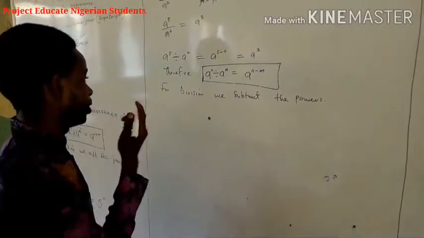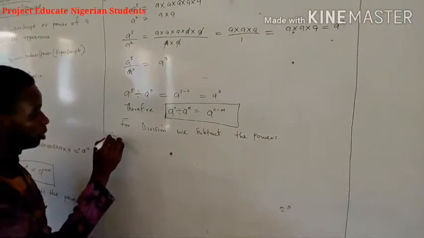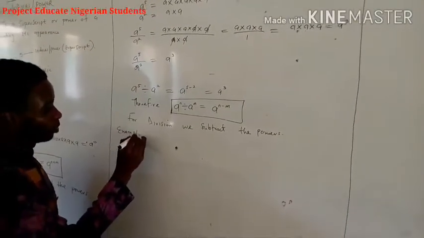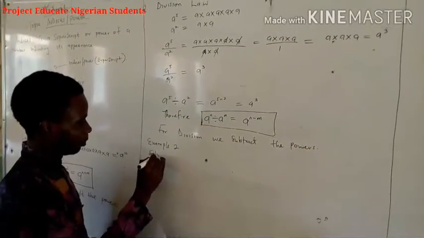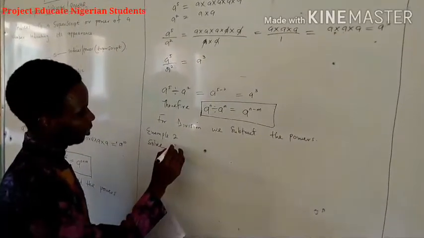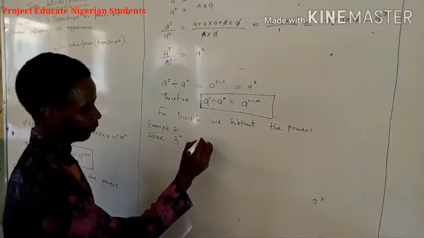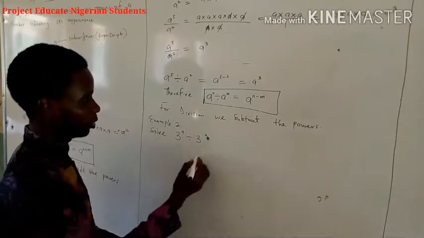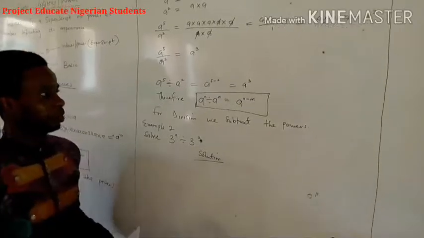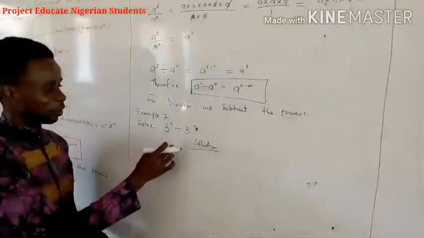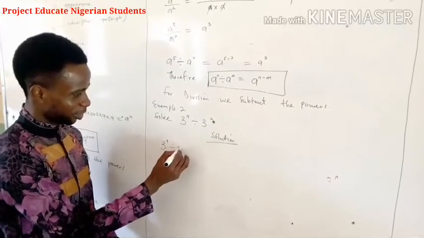Okay, now example 2. This is not example 1. So let's go to example 2. Example 2 says solve 3 raised to the power of 9 divided by 3 raised to the power of 3. So let's get our solution. Okay, so we use this formula to get our solution. It is 3 raised to the power of 9 divided by 3 raised to the power of 3.